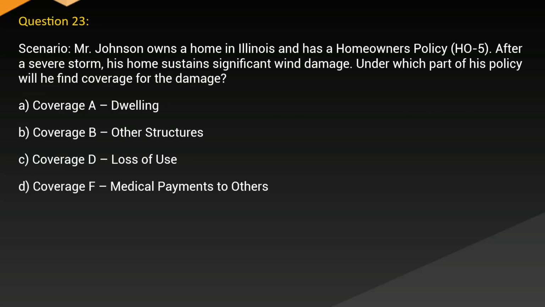Question 23, scenario. Mr. Johnson owns a home in Illinois and has a homeowner's policy HO5. After a severe storm, his home sustains significant wind damage. Under which part of his policy will he find coverage for the damage? A. Coverage A, dwelling. B. Coverage B, other structures. C. Coverage D, loss of use. D. Coverage F, medical payments to others.